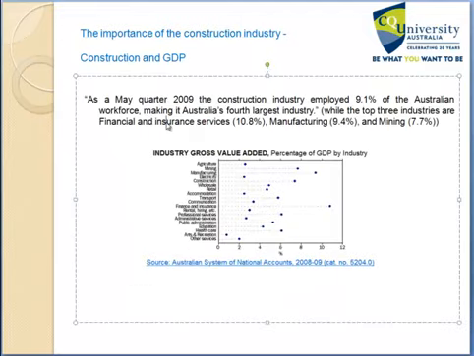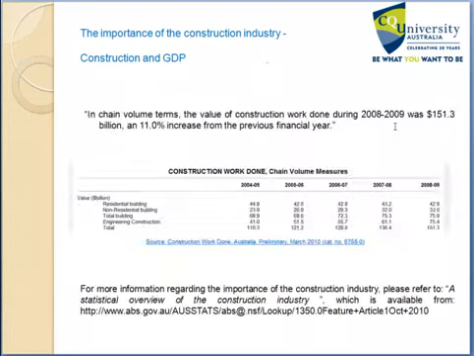The construction industry also hires about 9.1% of the Australian workforce, and it is Australia's 4th largest industry. As you can see from the figure, the finance and insurance industries are the largest one, and it employs about 10% of the workforce. The manufacturing industry is the 2nd largest, and it employs 9.4% of the workforce. Mining is the 3rd largest, and our construction industry is the 4th largest industry.